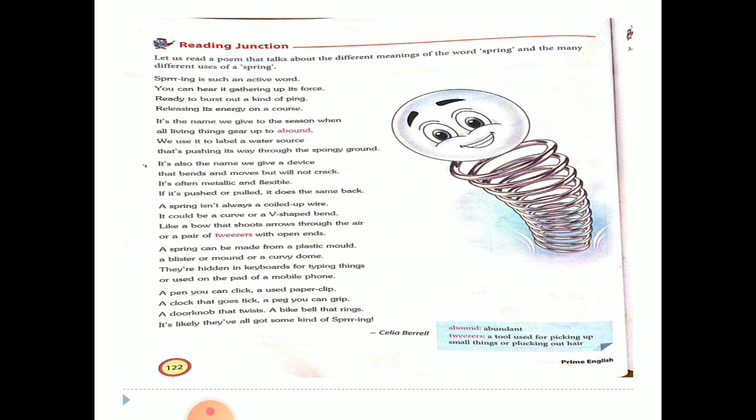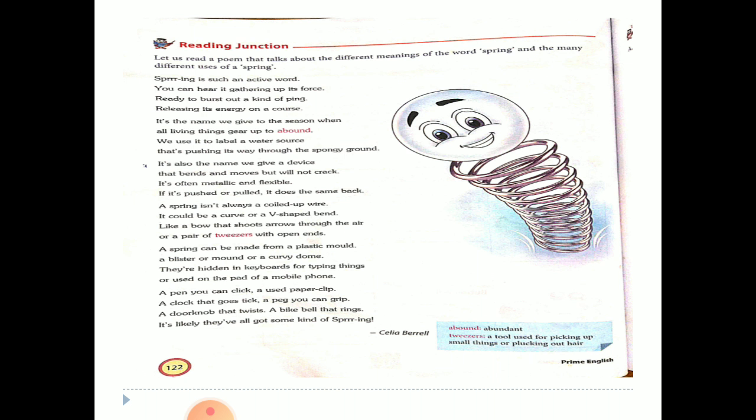Now let's come to the next stanza, student. A spring can be made from a plastic mold, a blister or mold or a curvy dome. Means a spring can be made from a plastic mold, from a blister or a mold or a curvy dome. Means it can be made from different material. It's not important that it's made of metal only. It can be made from plastic, blister, curvy dome or anything.